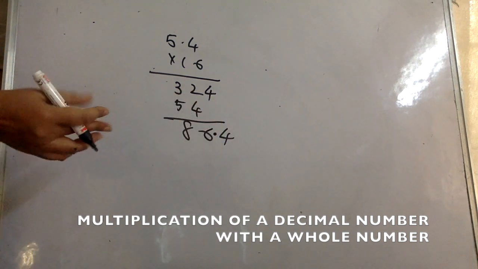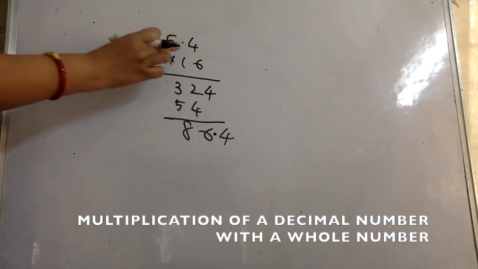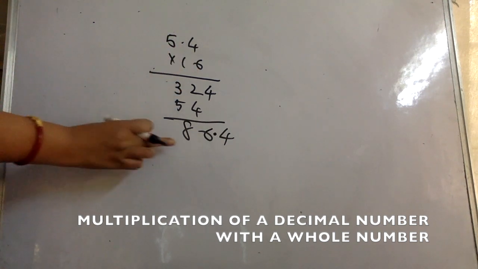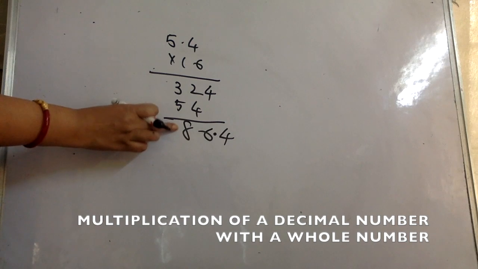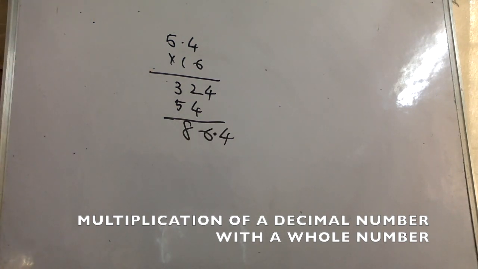That is our answer. Supposing the point would have been here, then we would have added one digit here and 2 more digits here. The point would have come after 3 digits from the right. So I'll take examples for that too. Now let me take another question.